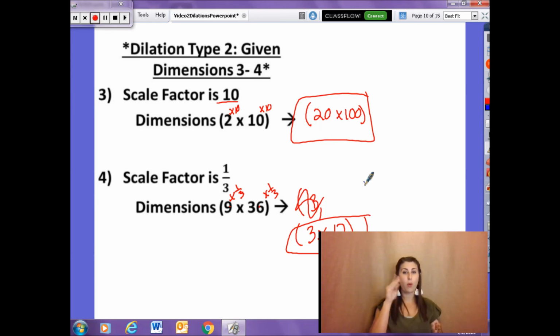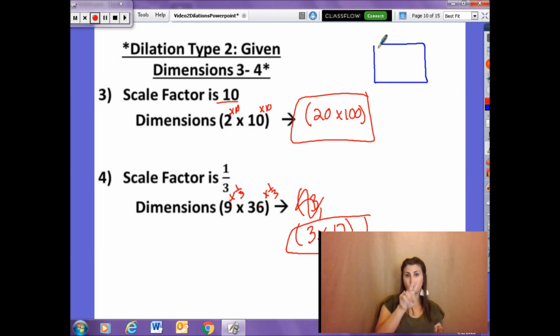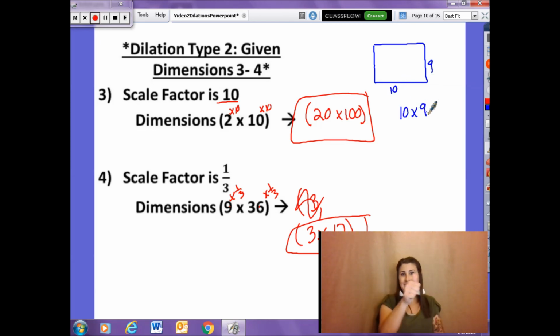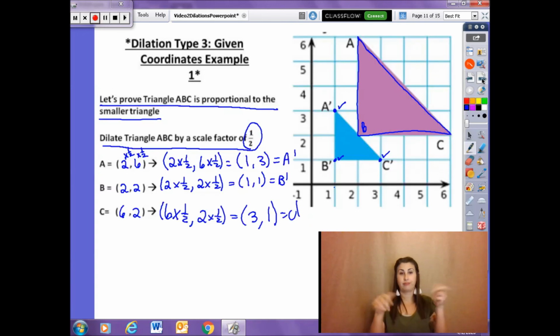Or you can think of the dimensions of a picture. Okay? Maybe this is 10 by 9. That would be 10 by 9 for the dimensions of this picture, or rectangle, or just shape, however you want to say it. All right, next slide.